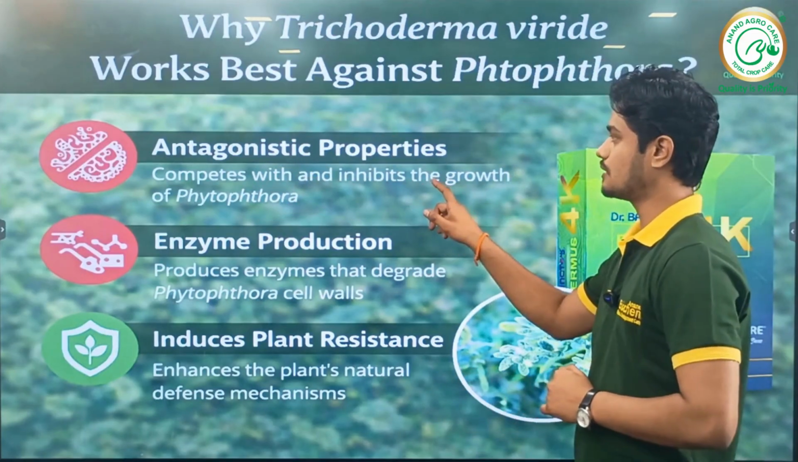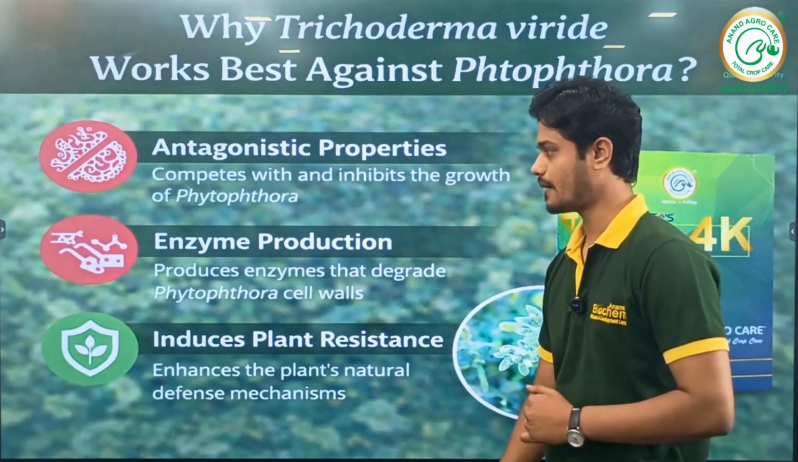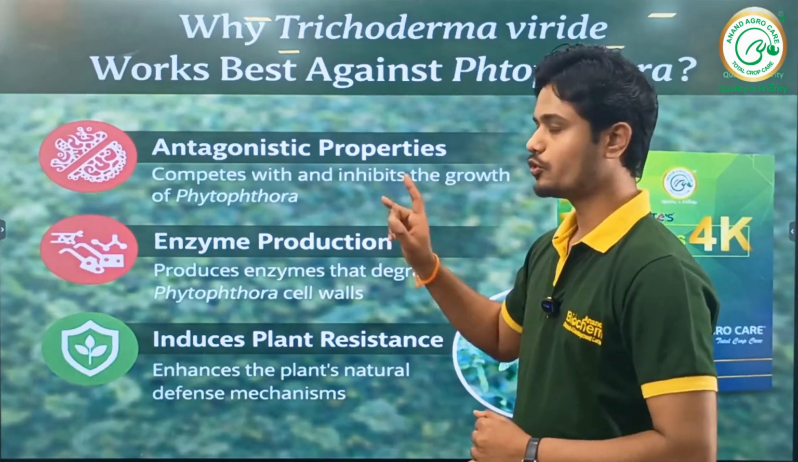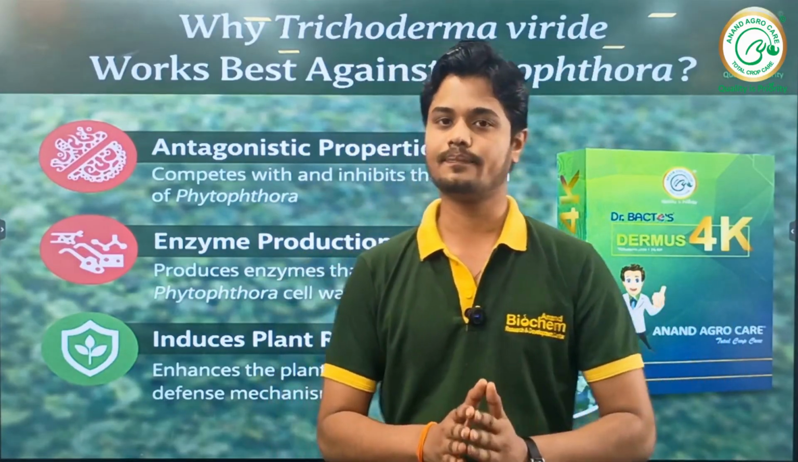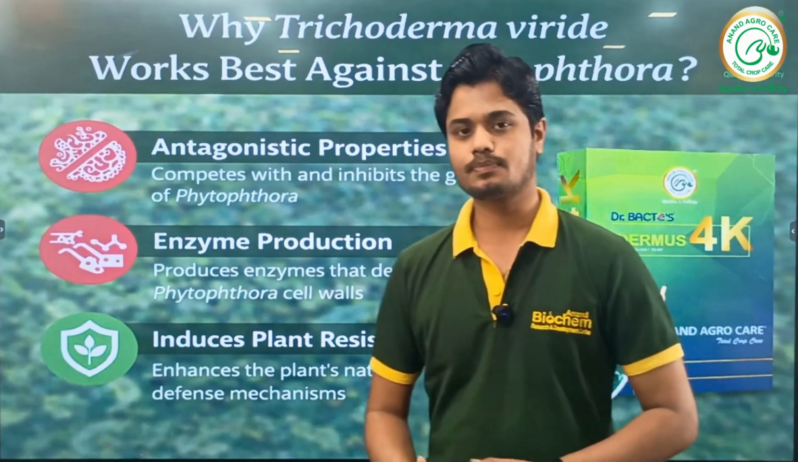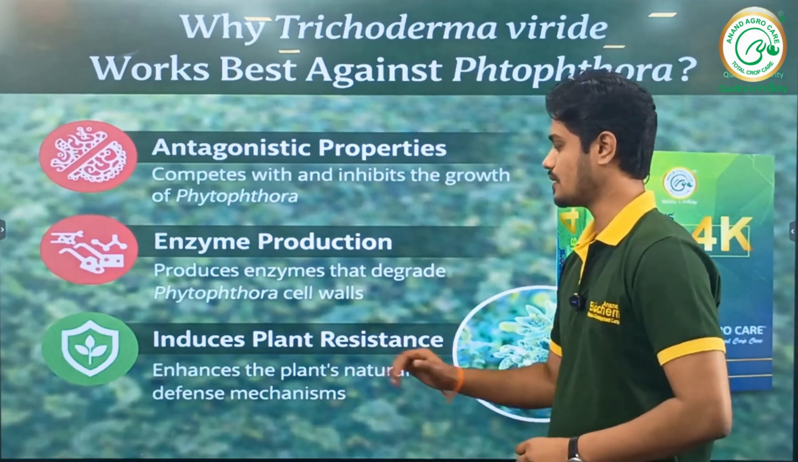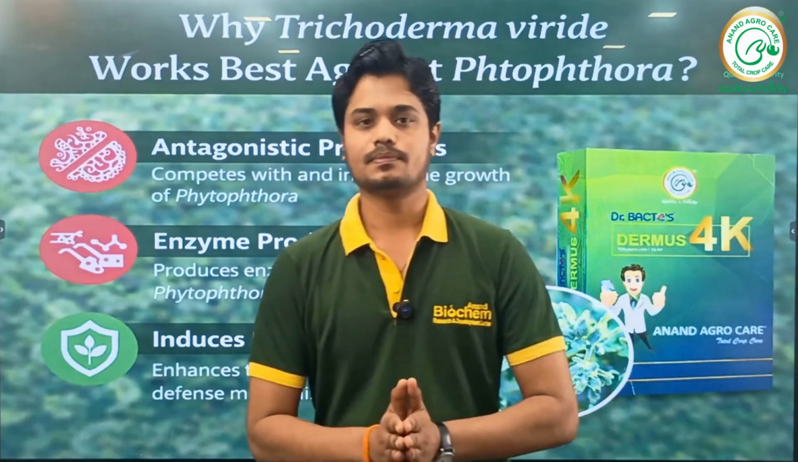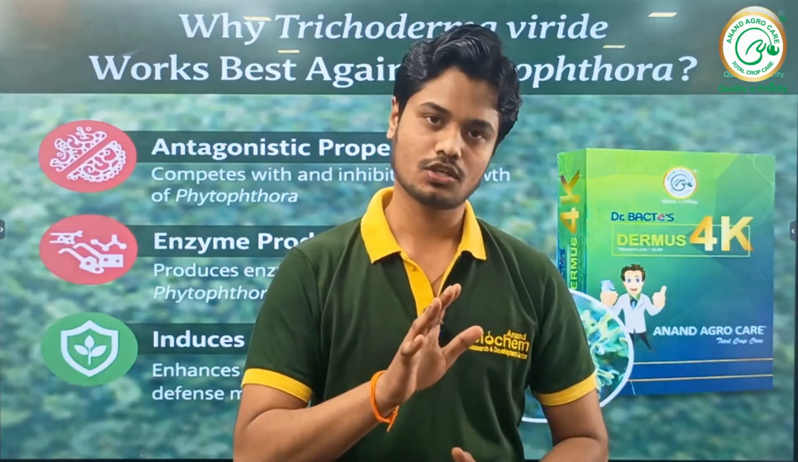Trichoderma has some antagonistic properties, meaning it can compete with and inhibit the growth of Phytophthora. Also, Trichoderma produces enzymes that break down the cell wall of Phytophthora. Also, Trichoderma induces or increases the plant's resistance capacity, meaning it enhances the plant's natural defense mechanisms. Therefore, you have to use Trichoderma viride against Phytophthora.